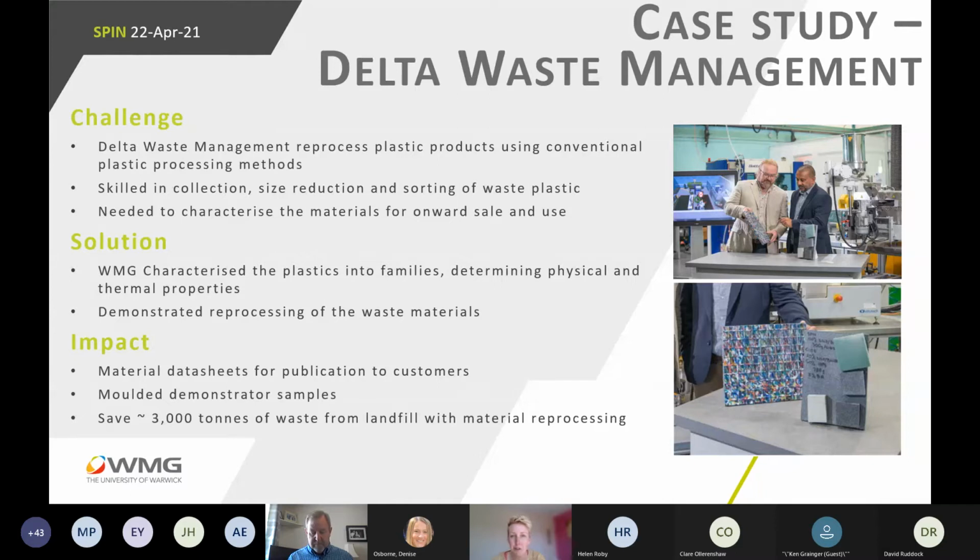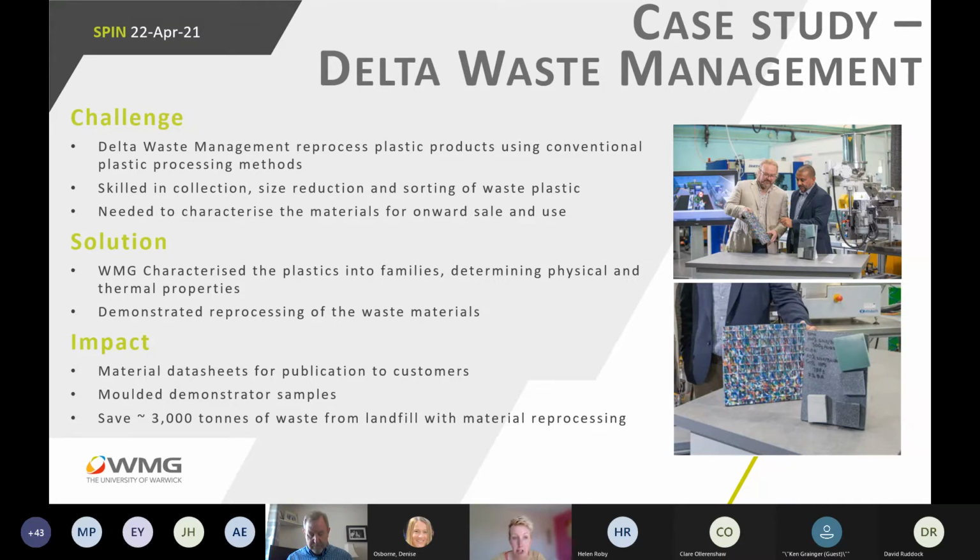So this one is for a company called Delta Waste Management. So Delta Waste reprocess plastic products, and their revenue comes from both selling the manufacturing equipment to reprocess these products, and also selling the reprocessed plastic as a source material. So they were very skilled in collection, size reduction and sorting of plastic waste, but they needed help around characterising these materials for onward sale.